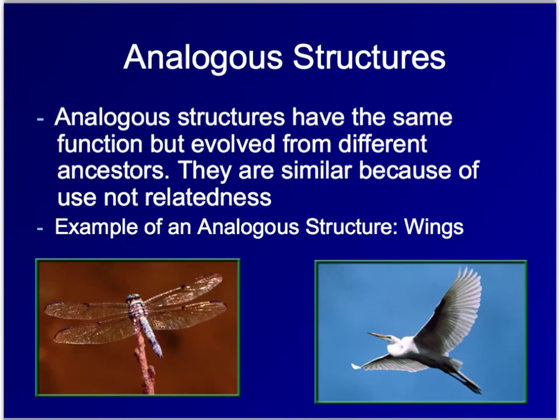The next type of structure is called an analogous structure. Analogous structures have the same exact function in different animals or different organisms, but have evolved from a different ancestor. They are similar because of use, not relatedness. An example could be wings.